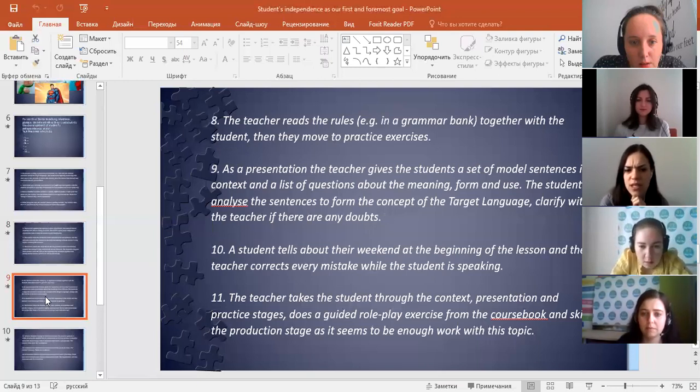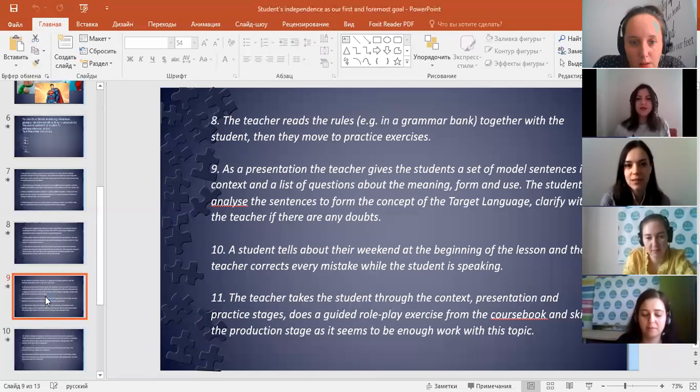Oh, no, the 10th one is really bad. Really bad. What is bad? The 10th one, maybe correcting every mistake while the student is speaking. Yes.